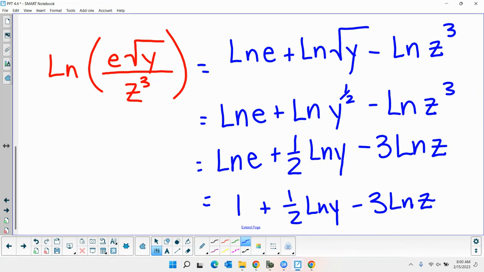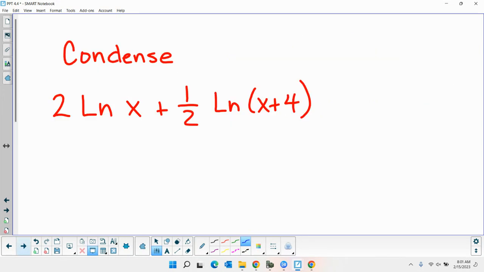So far, so good? All right, now we're going to go the other way. We're going to get something like this, 2 or 3, 4 terms. We're going to condense it into a single log. All right? So, I've got 2 logs here, right? So I'm going to turn it into a single log.